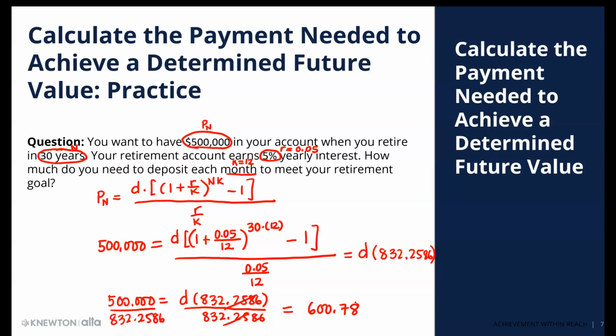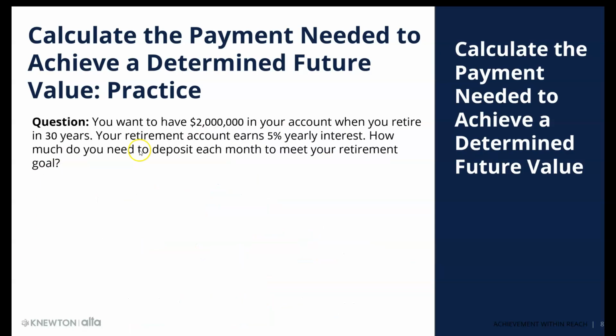$600.78. So $600.78 is the monthly payment to meet your retirement goal of $500,000 in the account after 30 years when you retire. Another example, you want to have $2 million in your account when you retire in 30 years.